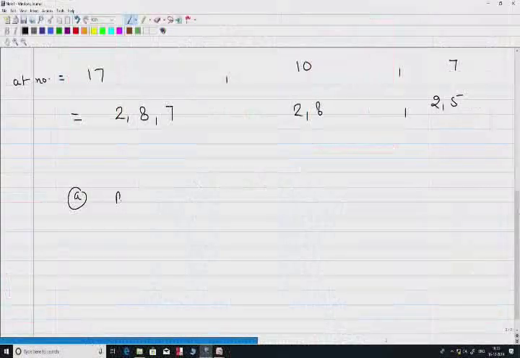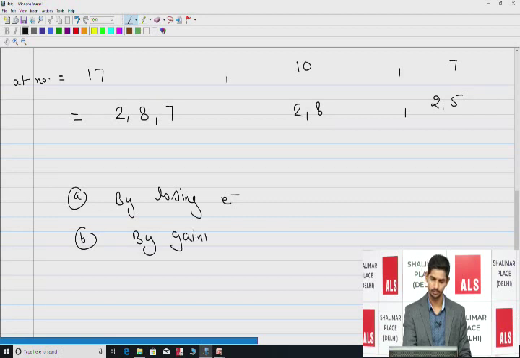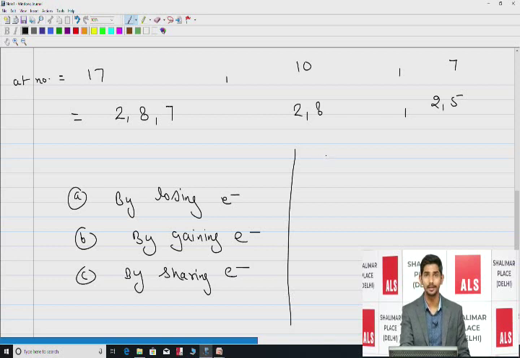A part was by losing electrons. Next part is by gaining electrons. And next is by sharing of electron. Okay. Let's take an example. Let's say suppose for the K shell, it is allowed that we can have the 2 electrons in the outermost shell. Okay. So let's take example of H2.